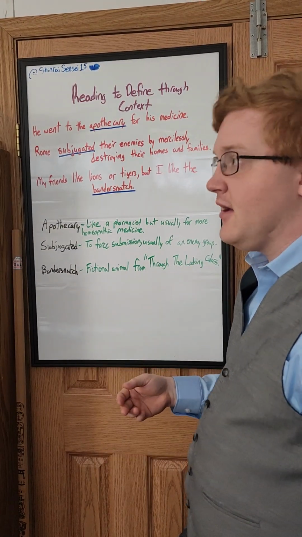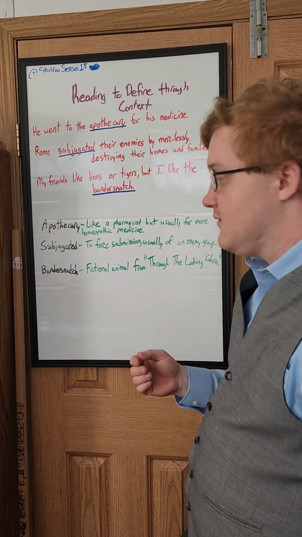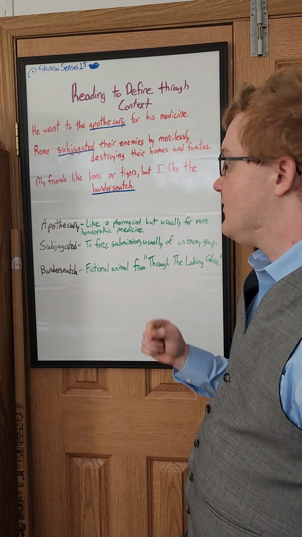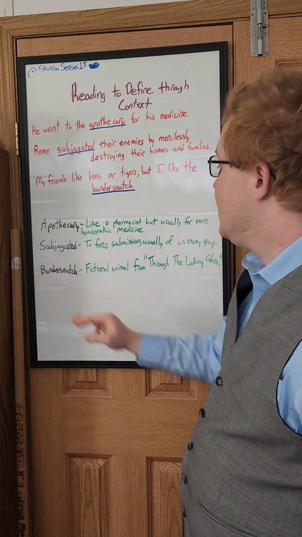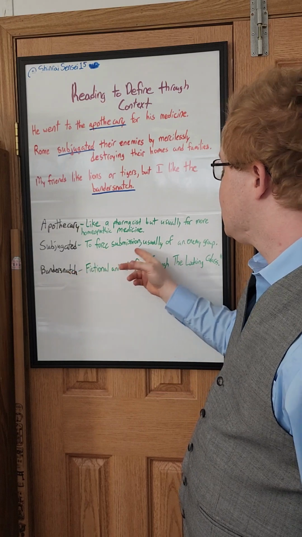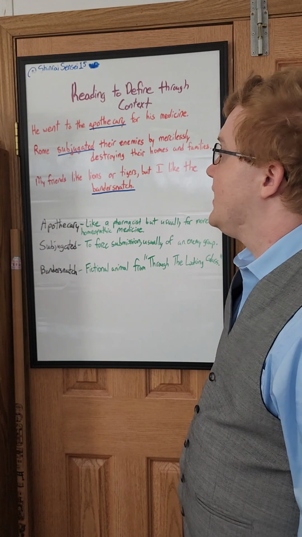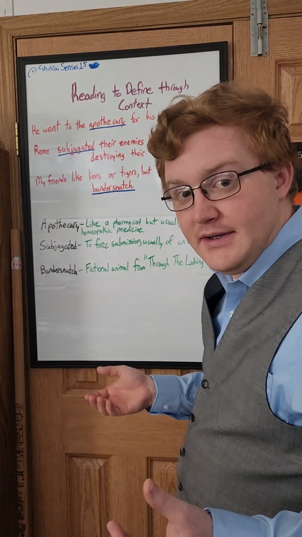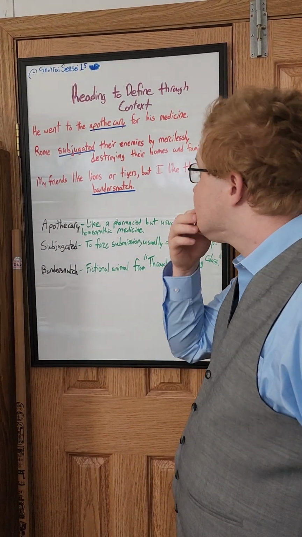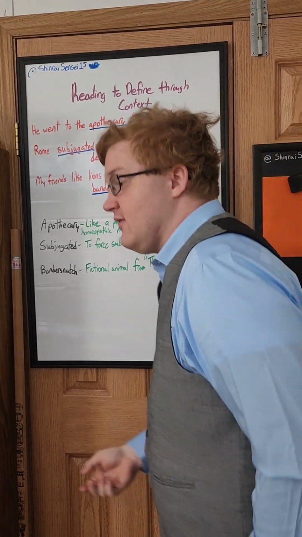Like you'll see it in the Hunger Games first book, where is one instance where I found the word apothecary. Subjugated, if you couldn't get, is to force submission, usually of an enemy group. So subjugate is to force them to submit to your will, right? And then a Bandersnatch is a fictional animal from Through the Looking Glass, right?